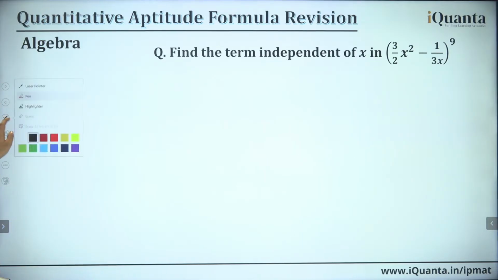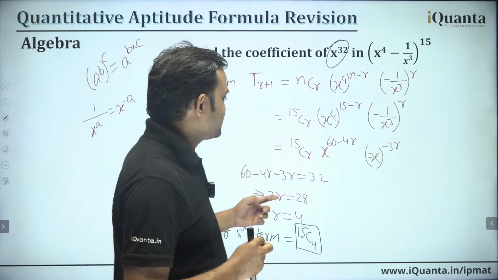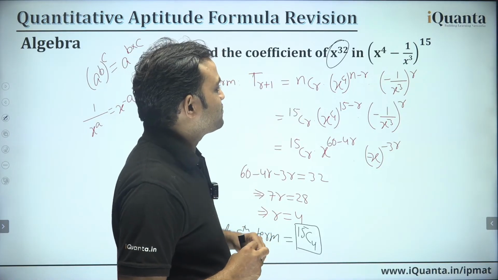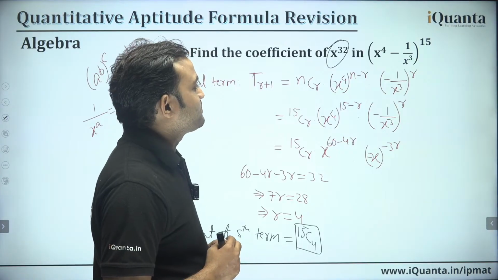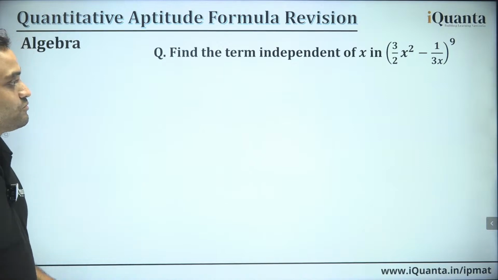Now let's move on and let's try to find the independent term. Now in this case, if I take r is equal to 4, then this will be, wait a second, let me check if this is negative. If I put r is equal to 4, then this will be minus 1 by x cube to the power 4. No, it will become positive. So yes, the coefficient will also be positive.